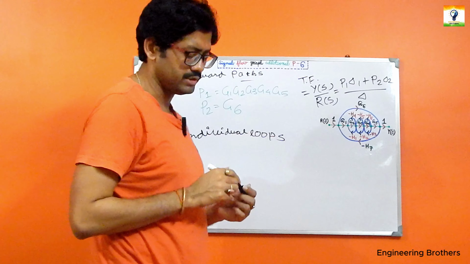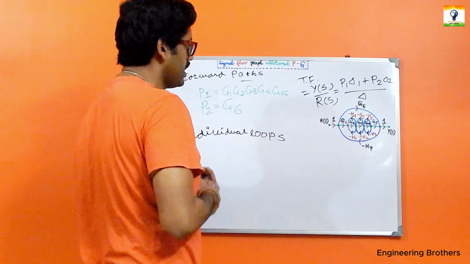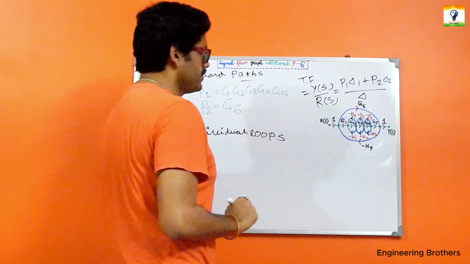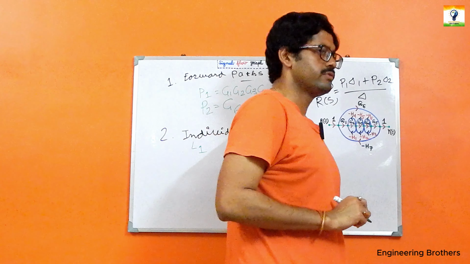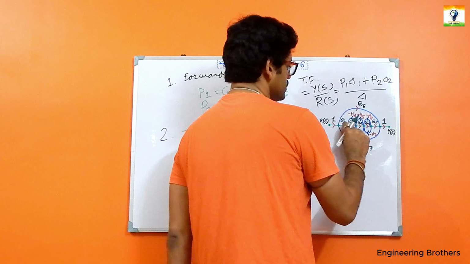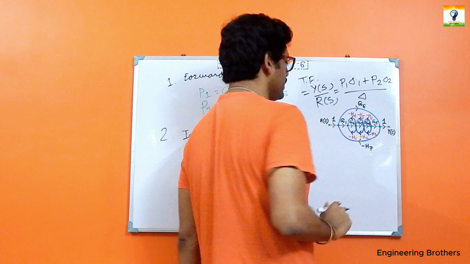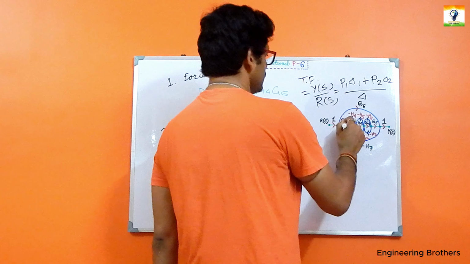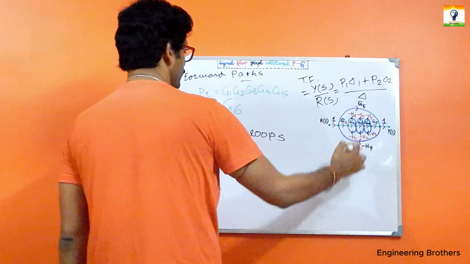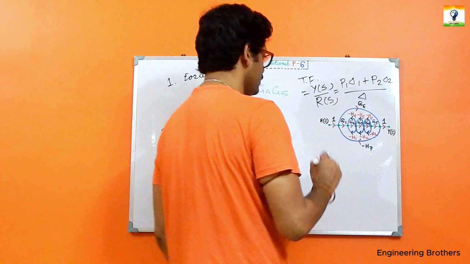What are our individual loops over there? If we say that our first individual loop will be L1, what is the definition for a loop? If we have started from any node and that goes on over there, and if it makes any feedback and comes back to the same node that it started from, that is the definition of our loop.